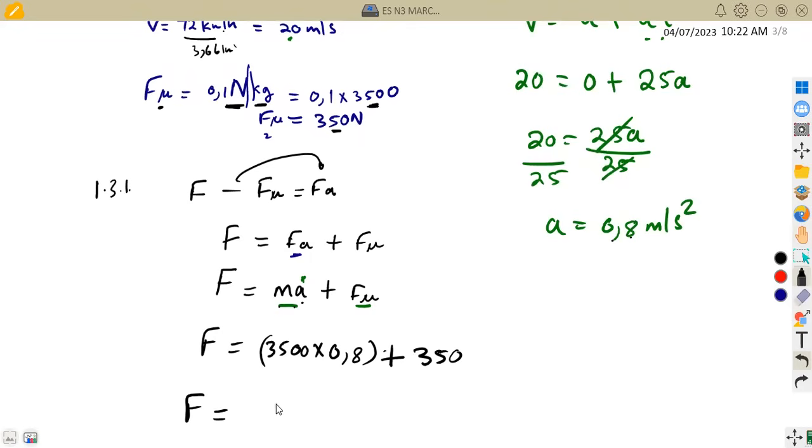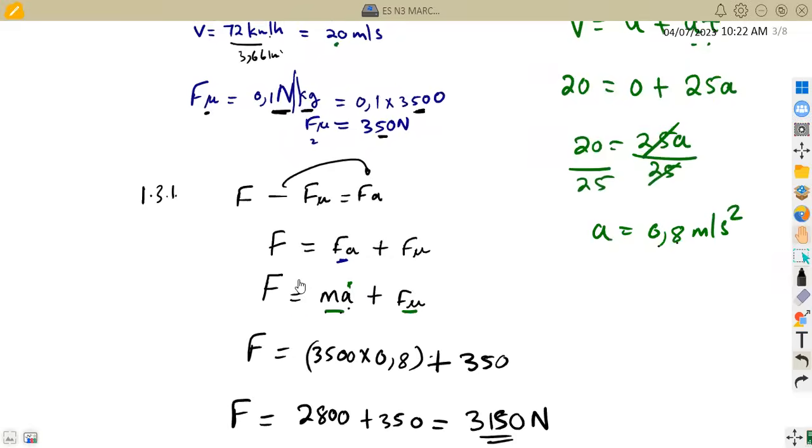All right, so if we calculate properly, here we are going to obtain 3,500 times 0.8, which is going to give us 2,800, plus 350 in this case, which is going to give us a total of 3,150 Newton. All right, so that was our total force. Okay, so that is what we had, guys.